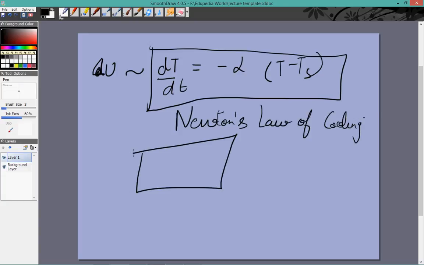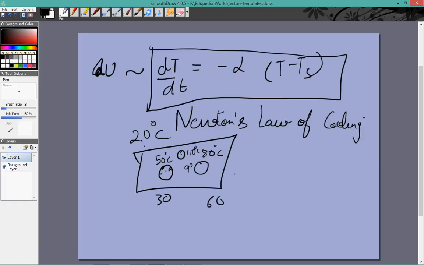So if the temperature of a room is 20 degrees centigrade, and there's one object which is at 50 degrees centigrade, and there's another object which is at 80 degrees centigrade, and there's another object which is at 110 degrees centigrade. The difference between the temperature of the object and the temperature of the surroundings is 30, 60 and 90. So this object will decrease its temperature 3 times as fast as this object. This object will decrease its temperature twice as fast as this object. Right. So that's what Newton's law of cooling tells us, that the rate of change of temperature is pretty much proportional to the difference between the temperature of the object and the temperature of the surroundings.